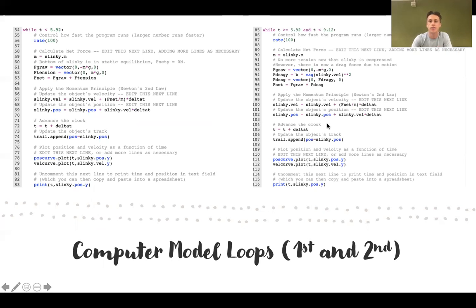Then the second loop does all of the things that the first loop does, but it starts from the time when the first loop ends and goes until the end of the time for the total video. And instead of accounting for our tension and gravitational force, it accounts for gravitational force and the drag force now.